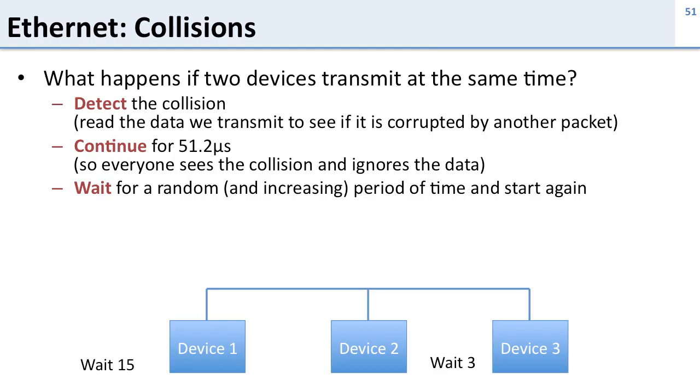So in this case, device 1 decided to wait 15 microseconds, and device 3 decided to wait 3. So device 3 goes ahead and starts, and it's able to send its data. And then device 1, which is waiting longer, goes ahead and starts and is able to send its data. This approach of detecting collisions by reading back what we're writing and seeing if it's the same, continuing to send data so that other devices know there's been a collision, and then having an exponential backoff where we wait to see if we can send data later, works really well. In fact, it works so well that Ethernet has beaten out every other kind of networking technology.